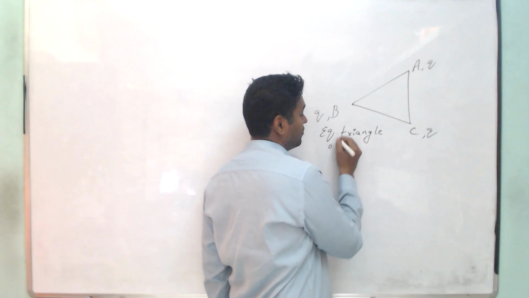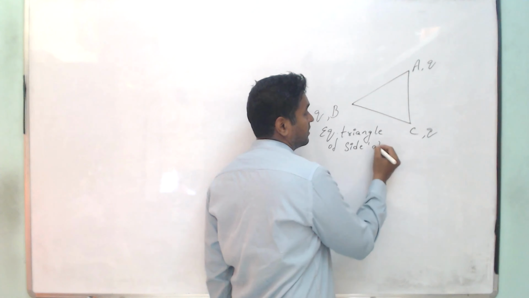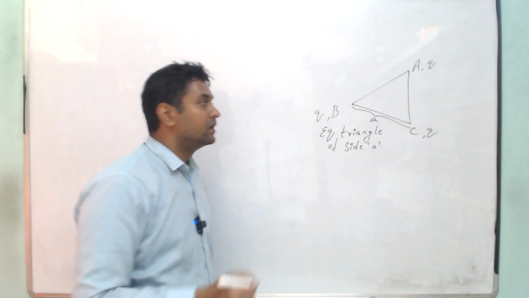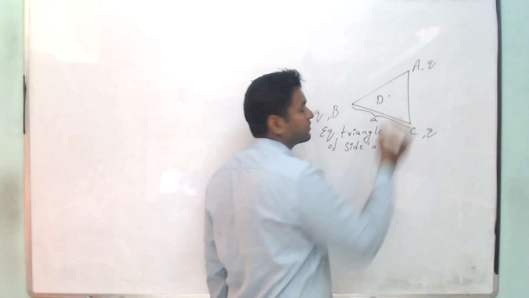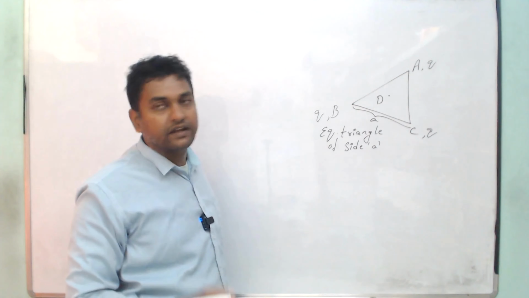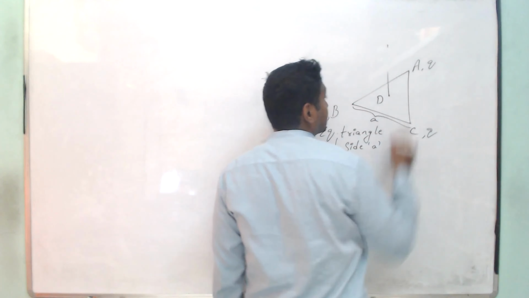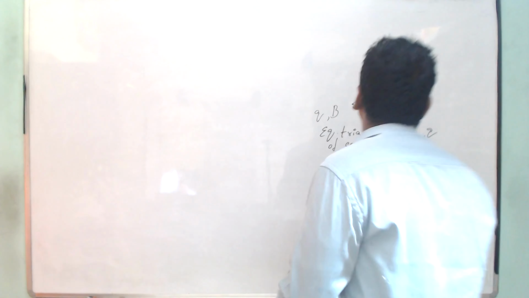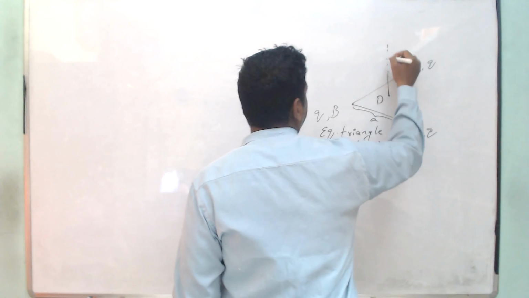Equilateral triangle of side a. So each side is basically a. Now, let D be the center of this equilateral triangle. And where do we have to find the electric field? We have to find it at D, and also at a distance x above.